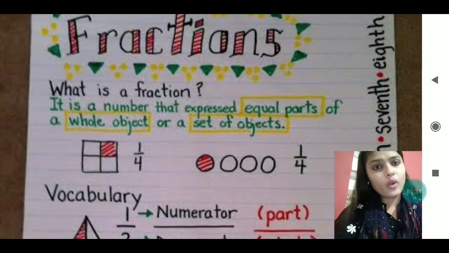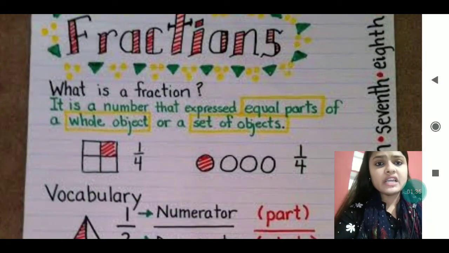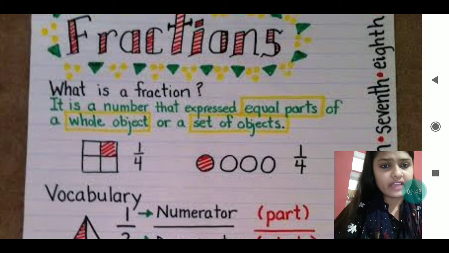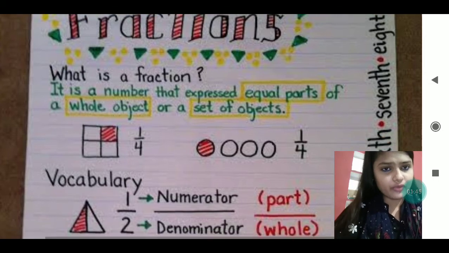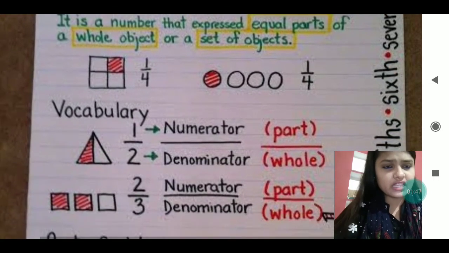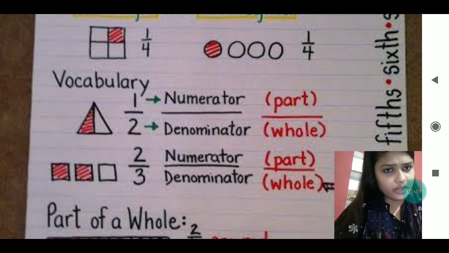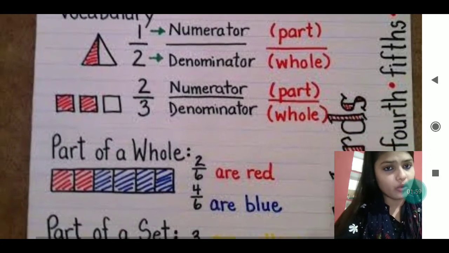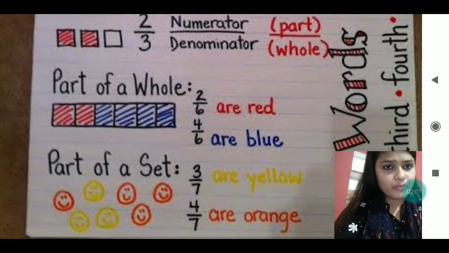Again, just see what a fraction is. It is a number that expresses equal parts of a whole object or a set of objects, like 1 by 4. You can see the upside one is called the numerator, the downside one is called the denominator. The upside one is the part, whereas the downside one is the whole. Keep this in your mind: the numerator is the part, whereas the denominator is the whole. You can see, part of a whole.